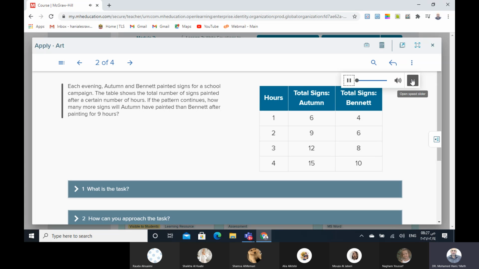Each evening, Autumn and Bennett painted signs for a school campaign. The table shows the total number of signs painted after a certain number of hours. If the pattern continues, how many more signs will Autumn have painted than Bennett after painting for 9 hours? As you see in this table, we have the hours from 1 to 4. Then we have total signs Autumn: 6, 9, 12, 15. Then total signs Bennett: 4, 6, 8, 10.